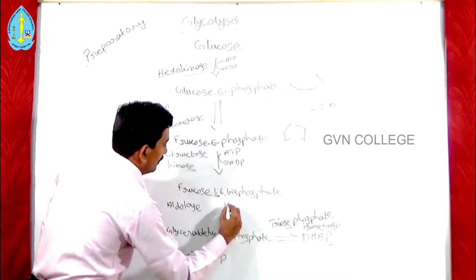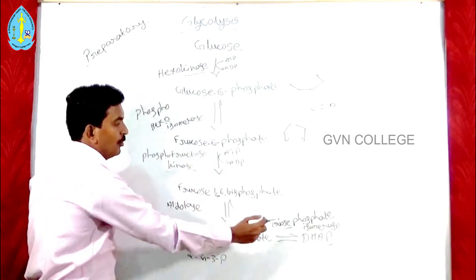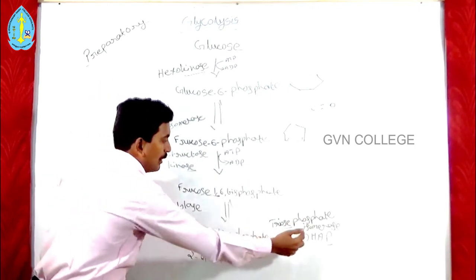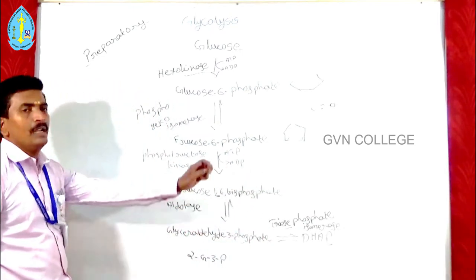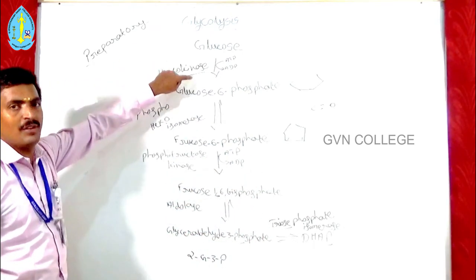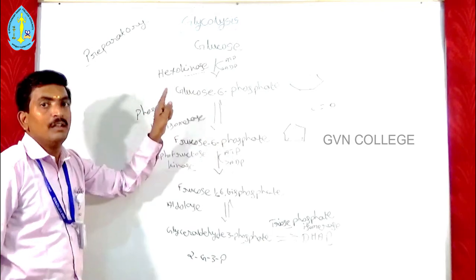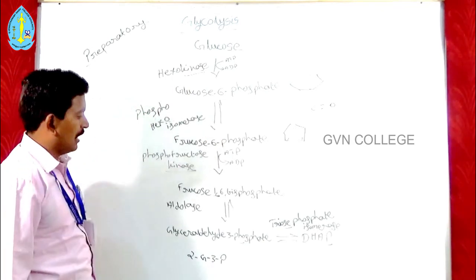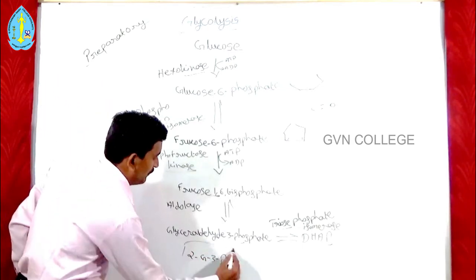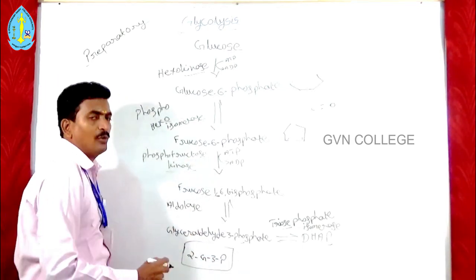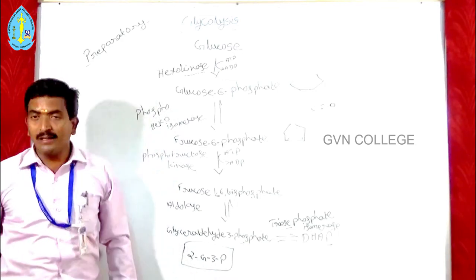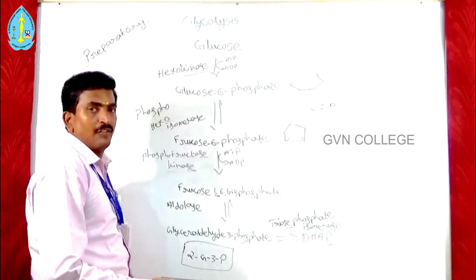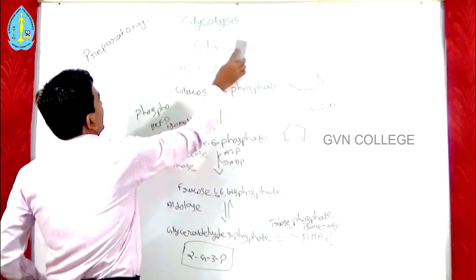This process is also reversible, and the triose phosphate isomerase reaction is also reversible. Only where the kinase enzyme is involved is the process irreversible. Let me see the payoff phase. The two glyceraldehyde 3-phosphate molecules formed during the preparatory phase directly enter the payoff phase. Let us see the payoff phase of this glycolysis.